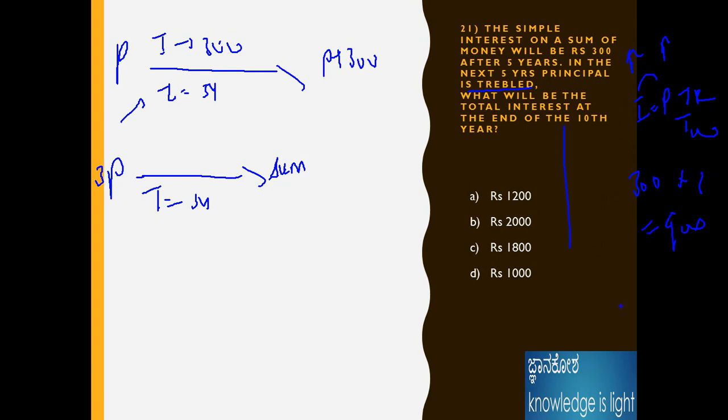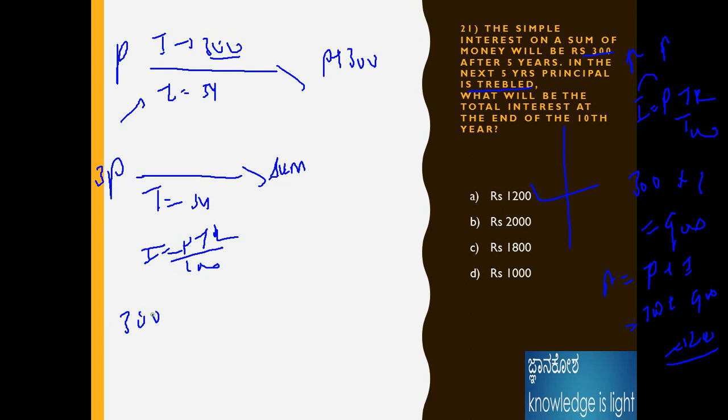Here, we already know A is equal to P plus I. The principal already shown is 300. So 300 plus 900 becomes 1,200. That is the answer. Either we can solve from this method, or else if you are not getting this one, what we need to do here is use this other method. The answer we already got is 1,200.